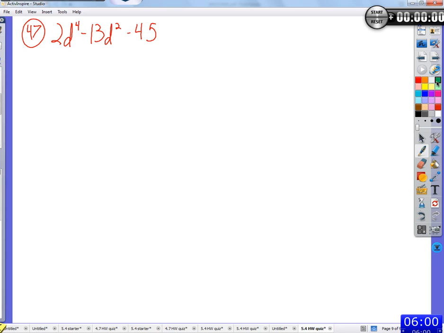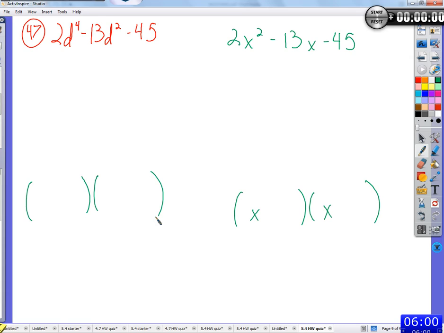This is a lot like, let's say, x squared, to use a different letter than d, minus 13x minus 45. You factor this in the exact same way you would factor this, only at the end, instead of getting an x and an x, what are you going to get instead of x and x? D squared and d squared. Instead of getting x and x, get d squared and d squared.